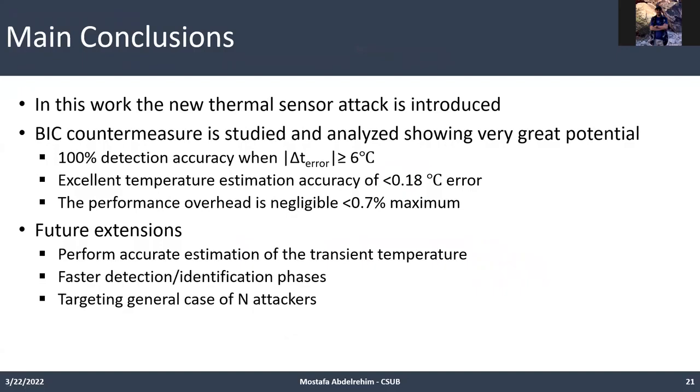Here is our main conclusion. BIC achieves 100% detection for any temperature error greater than or equal to 6 Celsius. The accuracy of temperature estimation is really very high, just below 0.18 Celsius error, and the performance overhead is really negligible.